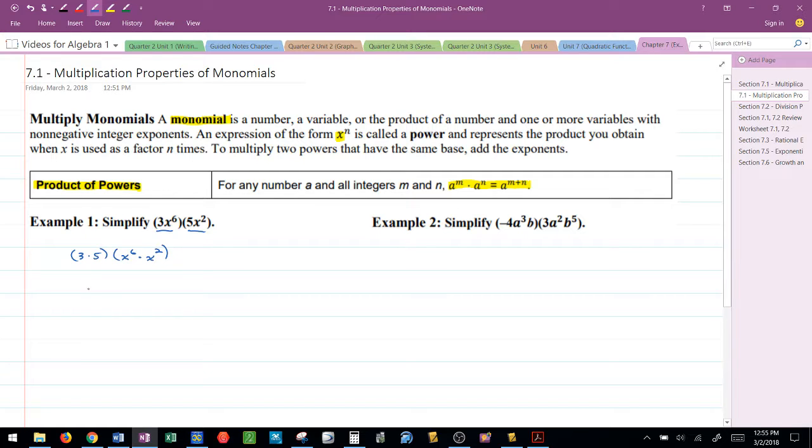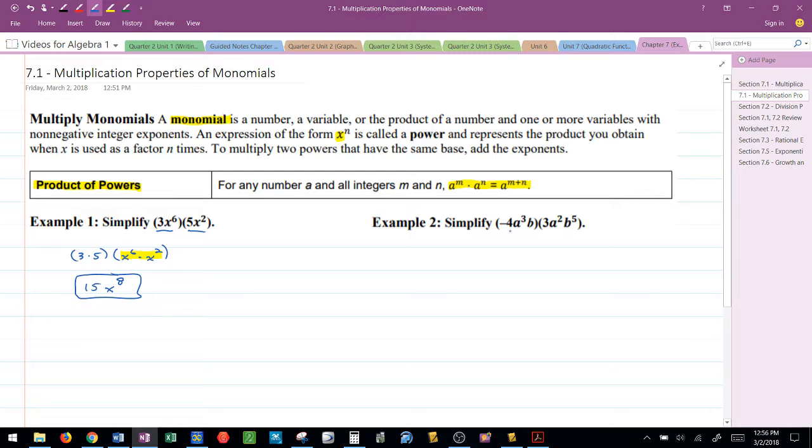All right, now 3 times 5 is 15. X to the 6th times x to the 2nd is that product of powers now being applied to a problem. Because I'm multiplying and the bases are the same, add the powers, you get x to the 8th. This simplified is 15x to the 8th. It's literally that simple.